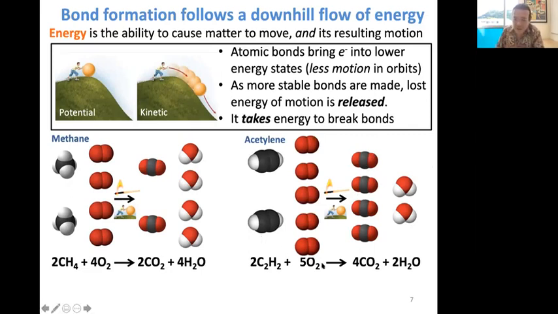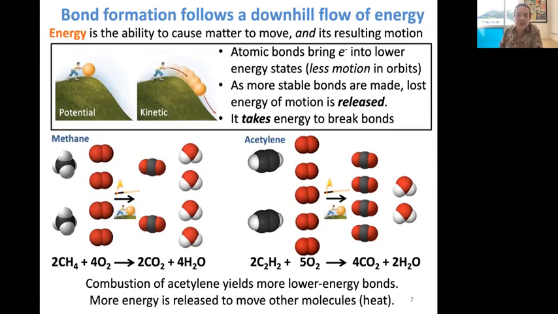But notice that with the acetylene, there are a higher number of more stable bonds that are formed between the carbons and the oxygens here, right? And as a result, there's a bigger drop in energy from start to finish. And if that bigger drop in energy is also being released, that means it's more heat, right? Okay, so combustion of acetylene yields more lower energy bonds, and therefore more energy is released to either move other molecules or just lost to the environment as heat.